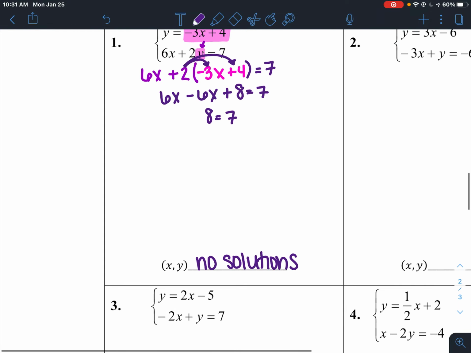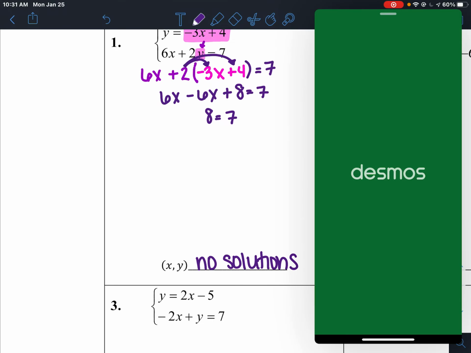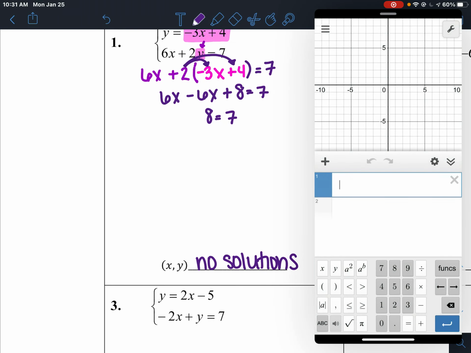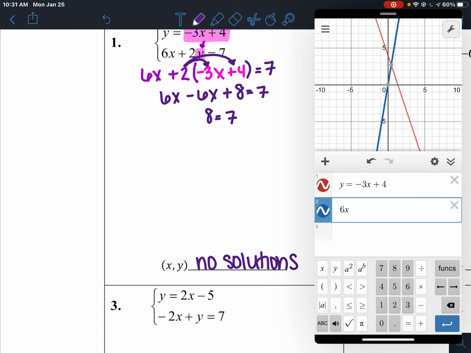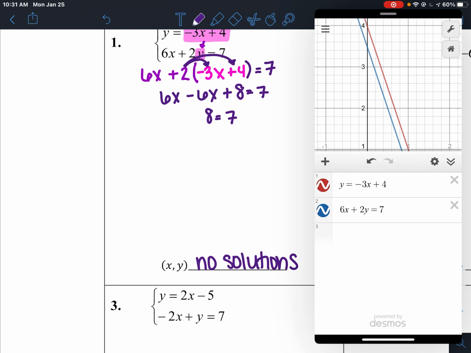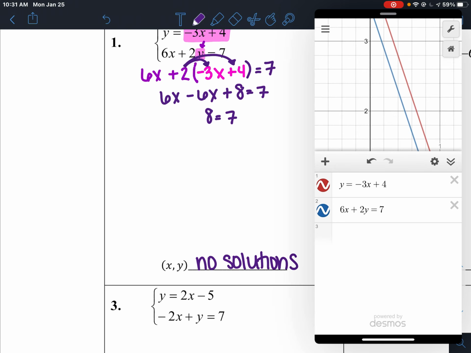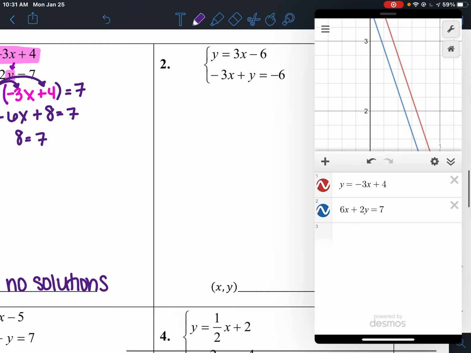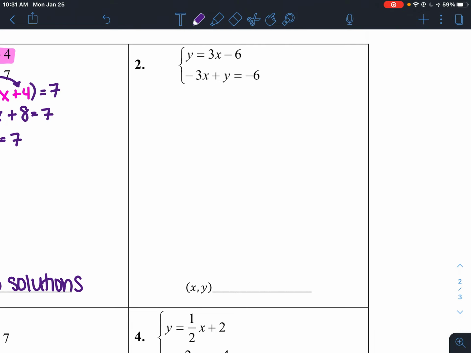Okay, if we wanted to look at this graphically and see what it looks like, let's plug it right into Desmos. So we have y equals negative 3x plus 4, and we have 6x plus 2y equaling 7. Let's zoom in a little bit to see these better. Notice that these are parallel lines. The parallel lines will never intersect, meaning that they have no point in common, so there's no x and y values that they share. Okay, let's move on to the next one and see what happens there.